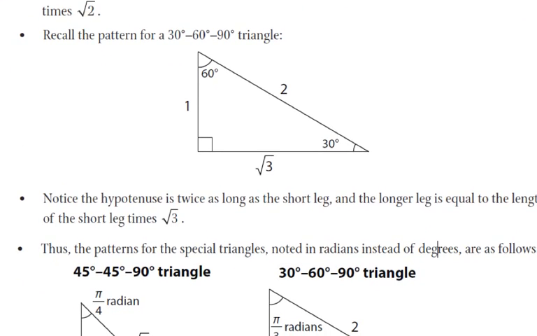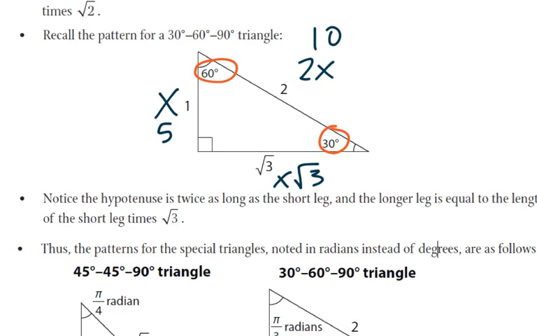Whether you're doing 60 or 30, the idea is that across from 30, the opposite is 1, the adjacent is square root of 3, and the hypotenuse is 2. Usually they think of that short side of 1 as the point that it all is based off of. So if I call it x, the hypotenuse would be double the x, 2 times x. The longer side would be x times the square root of 3. So if x were 5, the hypotenuse would be 10 and the other side would be 5 square roots of 3. That's how it works.